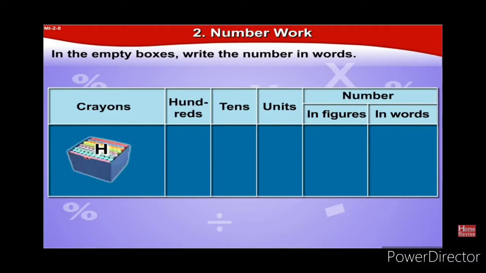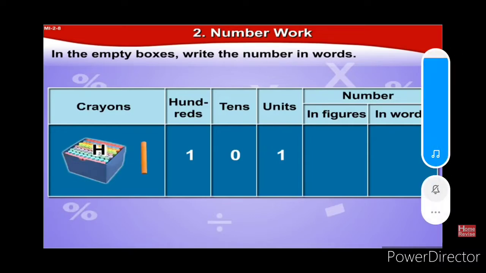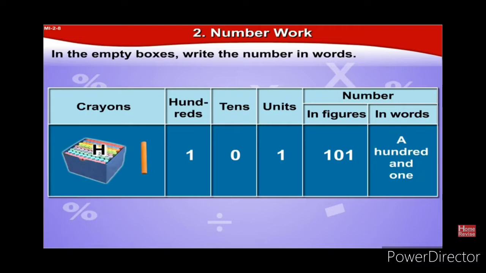Let us see the first picture. Here we have a box of 100 crayons and one more crayon, which means it is 1 hundred, 0 tens, 1 unit. In figures it would be 101 and in words one hundred one.